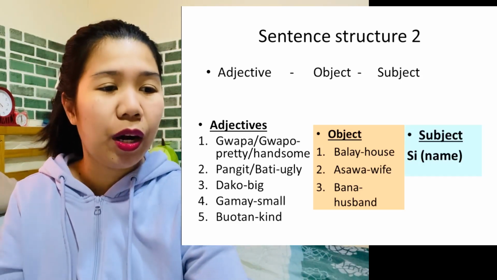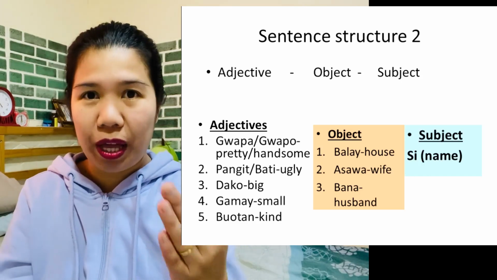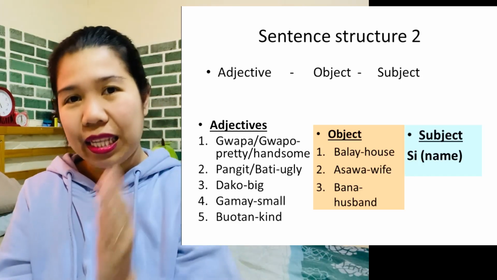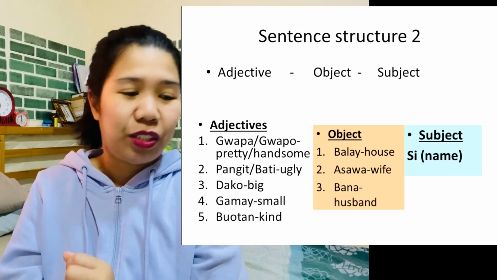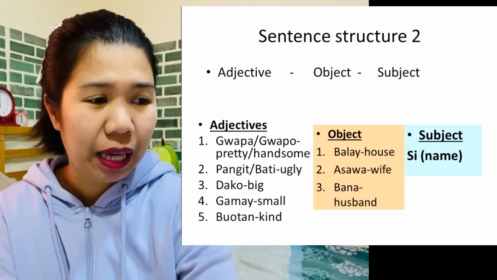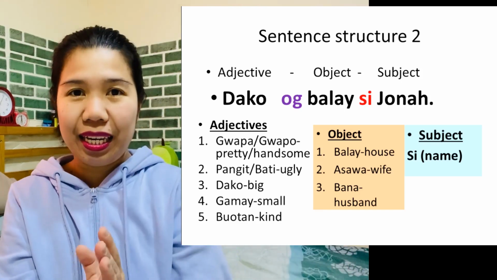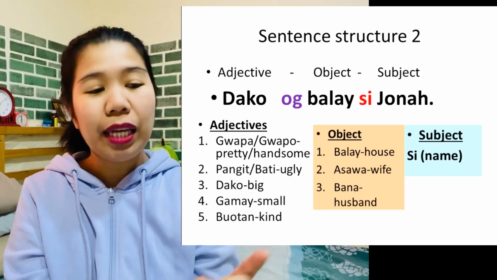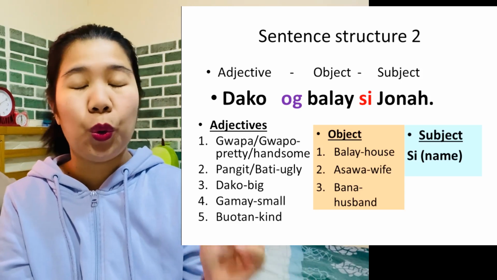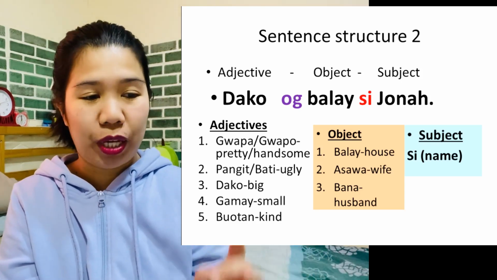And then our subject would be the same. We will have a name. Okay, si, and then the name. That would be our subject. Okay, let's have an example. Dako og balay si Jonah. So take note, we have added the word og before our object.